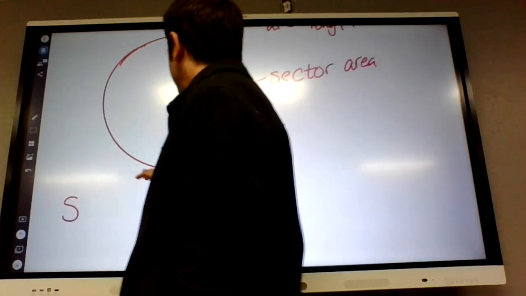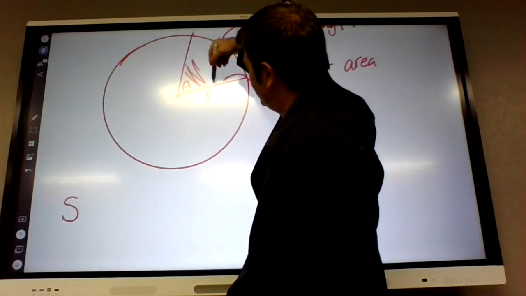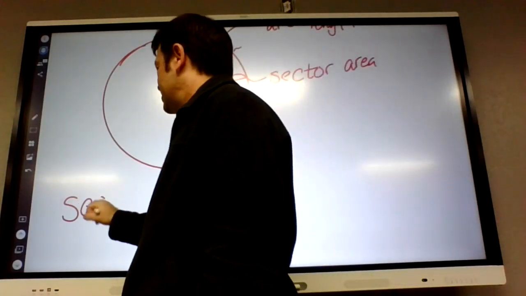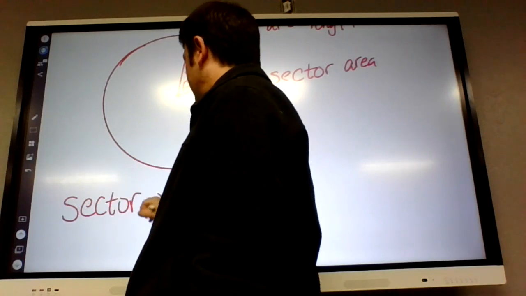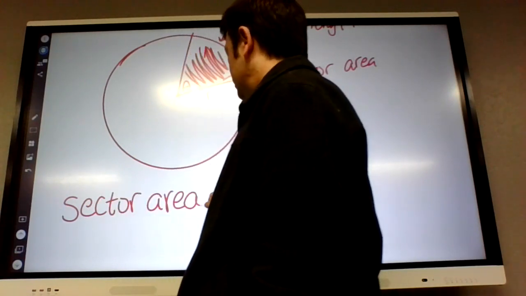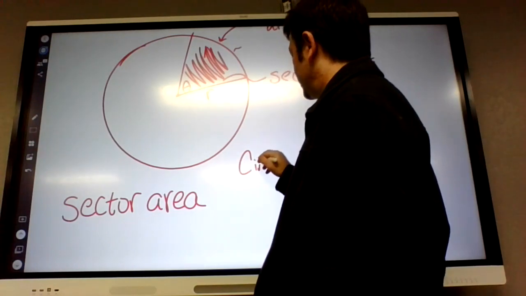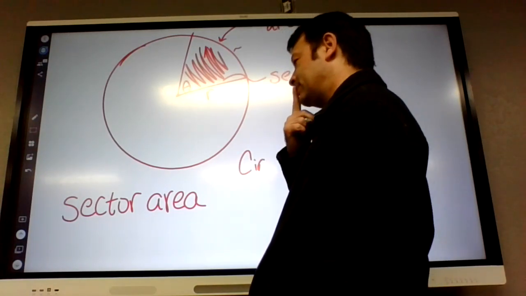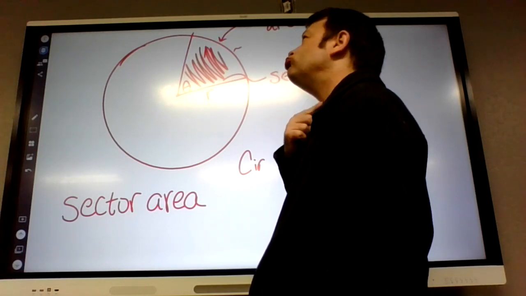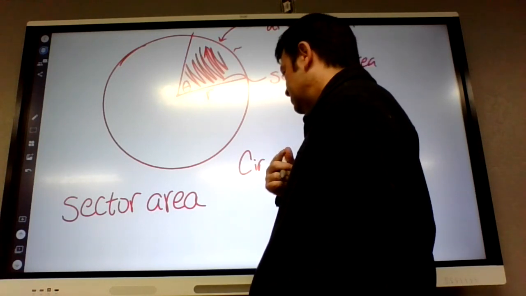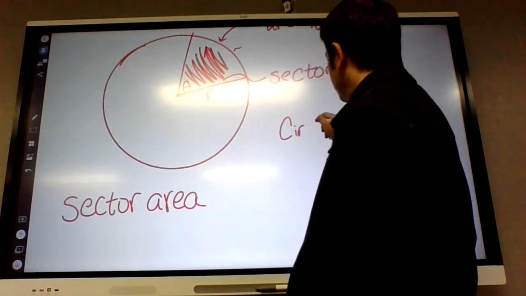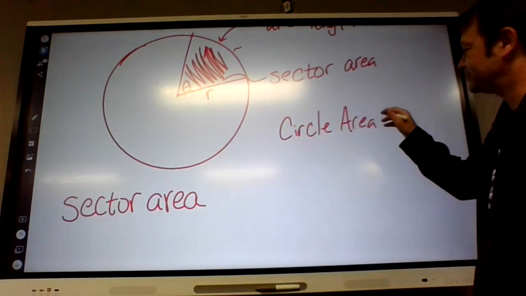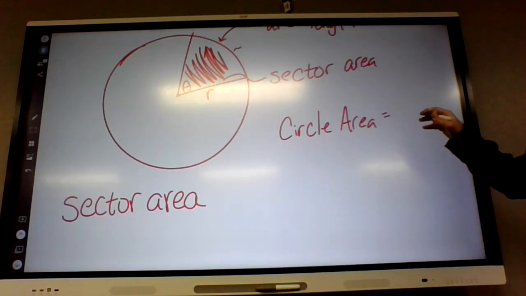Okay, so sector area would be like how many square units fit inside this piece of pie. A sector area would be a fraction of the entire circle area. So let's start with, I forgot how I always wrote a table, but I forgot how I did this. Now let's do it separately. The circle area is what? How do you find the area of a circle?